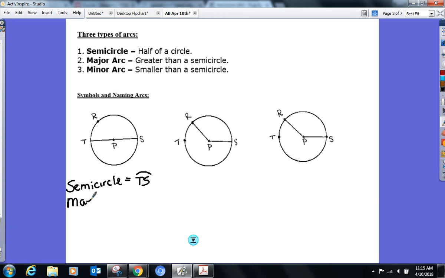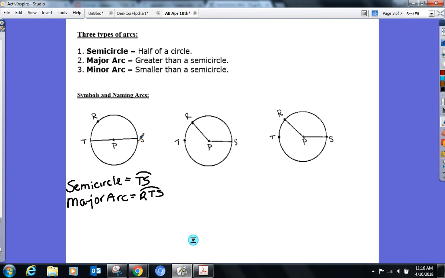Justin, going to need a number here in a second. Major arc. Major arc is one that's greater than a semicircle. An arc that's bigger than half the circle. Need a number 1 through 20. 6. RTS. I like it. So I'm going to go from R to T to S. Everyone see? RTS. Bigger than a semicircle.